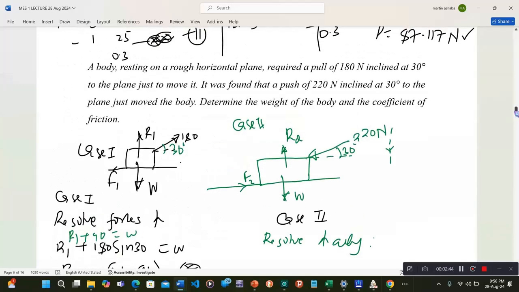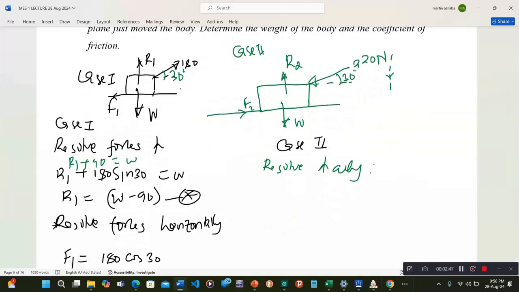Then I consider case number 2. If I resolve forces vertically for this case, then I have R2 equal to W plus 220 sine of 30. So my R2 is equal to W plus 110, because this is the same as 220 times a half. So this is 110 plus W. Maybe I call this equation 2.